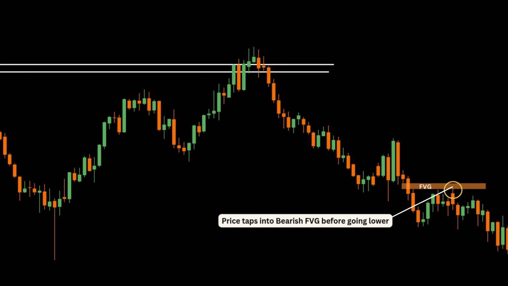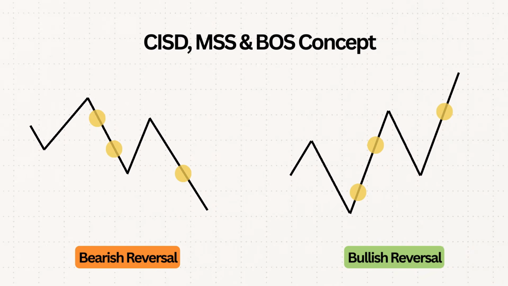And this is where all these concepts begin working together. CISD gives us the first indication of changing delivery, MSS confirms the shift in market structure, and BOS helps us continue trading in the direction of the new trend. So hopefully after this video, you now have a much clearer understanding of the difference between all three, and more importantly, how they work together in actual market conditions.